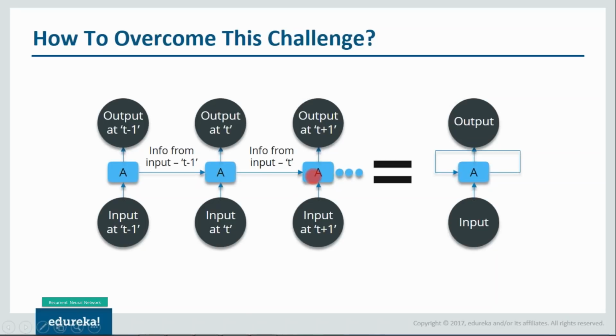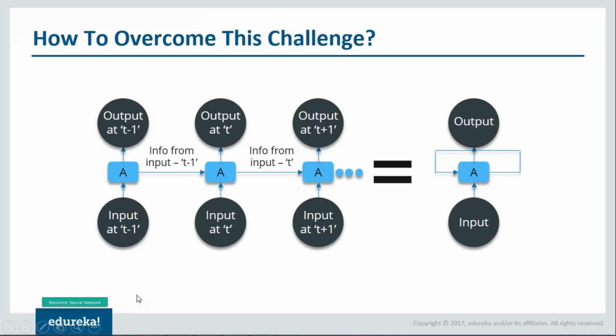Similarly, for the output at t plus 1, we have two inputs. One is a new input that we give. Another is the information coming from the previous timestamp, that is t, in order to get the output at time t plus 1. Similarly, it can go on. So over here, I have just written a generalized way to represent it. There's a loop where the information from the previous timestamp is flowing. And this is how we can solve this particular challenge.